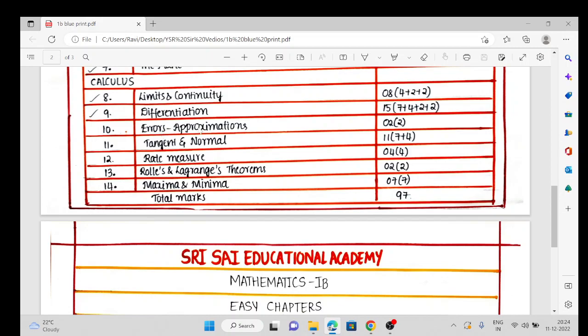First topic వచ్చరికి errors and approximations అమ్మ. దీంట్లో only 1 VSAQ, 2 marks. Next topic వచ్చరికి tangent and normal. Its weightage is 11 marks and 1 LAQ and 1 SAQ. Next, the rate measure. Its weightage is 4 marks, 1 SAQ. Next, Rolle's and Lagrange's theorems. Its weightage is only 2 marks, again only 1 VSAQ. Last topic is maxima and minima. Its weightage is 7 marks, 1 LAQ.